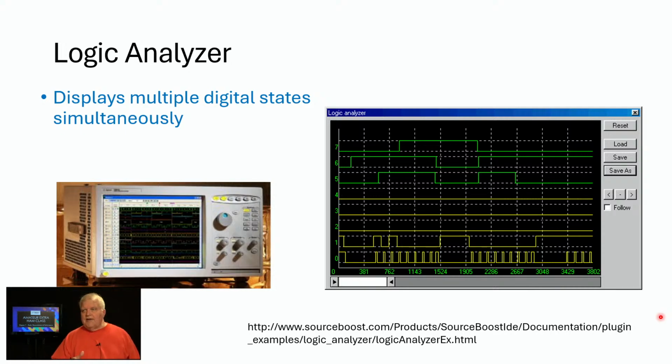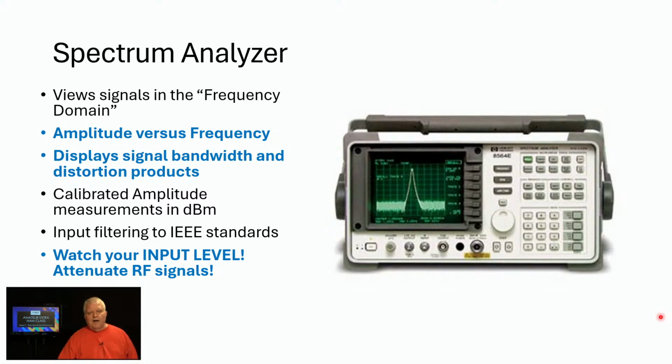So far we've been looking in the time domain, but if we want to look in the frequency domain, then we're talking about a spectrum analyzer. And a spectrum analyzer has amplitude on the vertical scale and frequency on the horizontal scale. It can display a signal's bandwidth, for example. It can display distortion products. Generally, they're very well calibrated and filtered. I saw one of these actually at the recent Stone Mountain Ham Fest for about $1,000, which is about the lowest price I've seen on one of these. New, these were about $20,000 to $30,000.